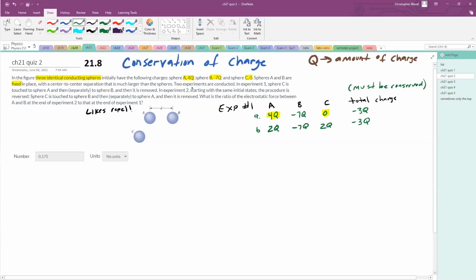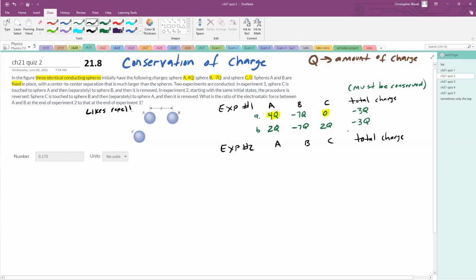Okay, so in experiment 1, C is made to touch sphere A and then B, and then it's removed. So that's it. This is the end of experiment 1. Let us now begin experiment 2. I guess this is not the worst way to represent it. Experiment number 2, I have A, B, C, and total charge again.